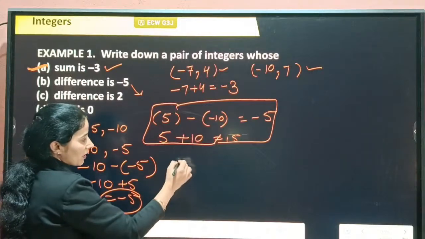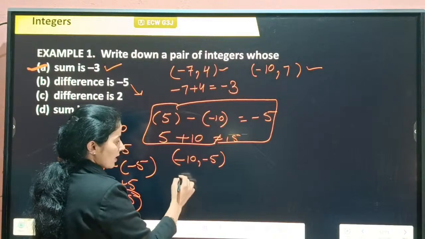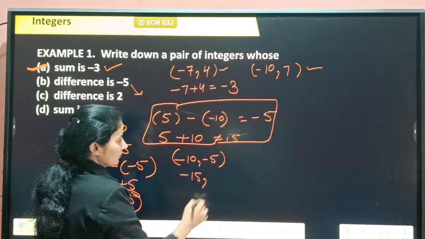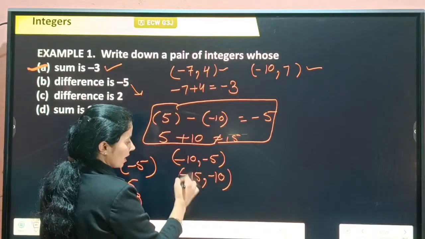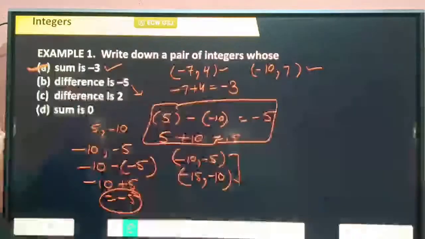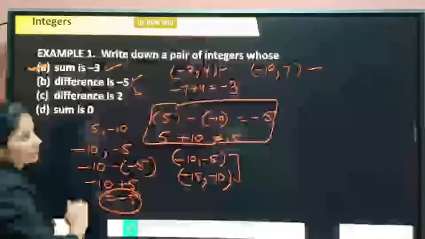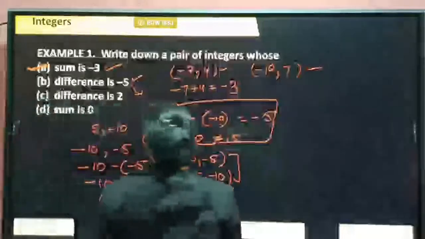So what is our pair? Minus 10 and minus 5 you can choose. Minus 15 and minus 10 you can also choose. There are also so many pairs whose difference is minus 5. So you can choose any pair from your side.